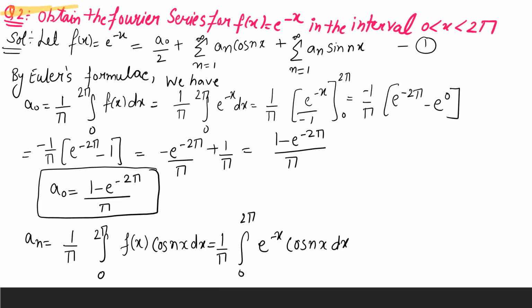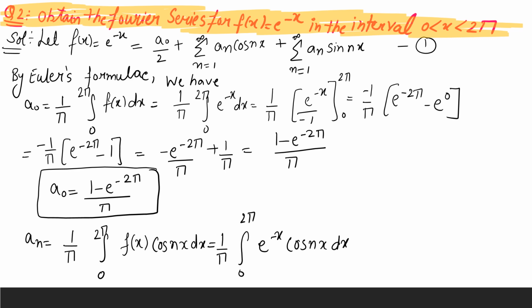Now our second question is: obtain the Fourier series for f(x) equal to e^(minus x) in the interval 0 to 2 pi. Question 1 is already solved in the Fourier series part 1 video. You can check my channel and find that video for question number 1. Now we are solving an exponential function series in this video. So obtain the Fourier series for f(x) equal to e^(minus x) in the interval 0 to 2 pi.